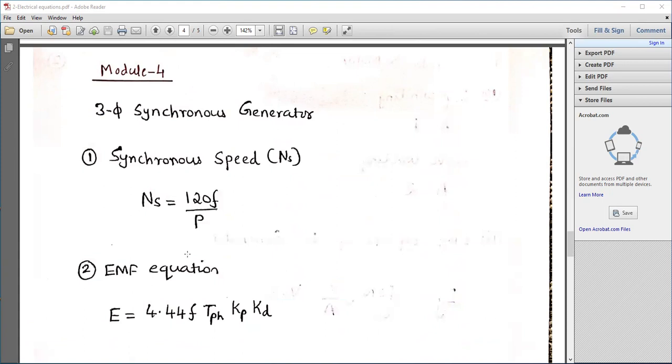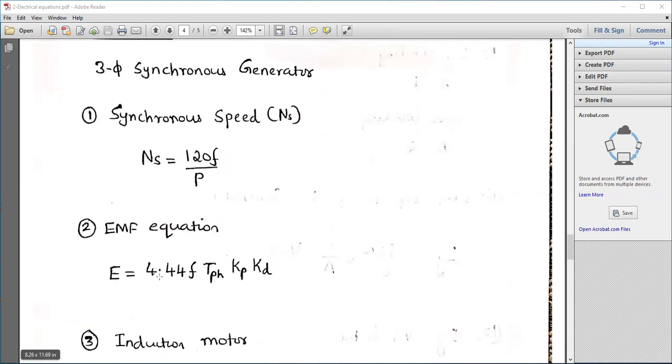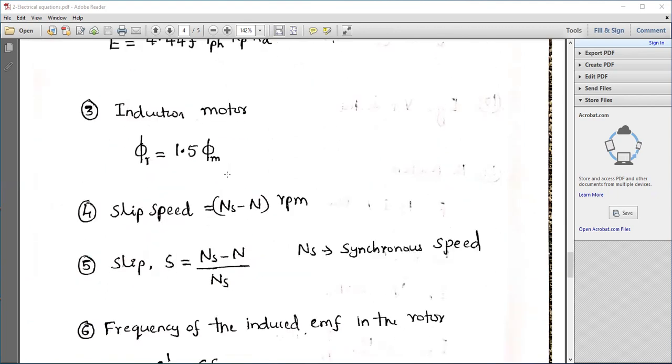In the module on synchronous generator, you have to write one important equation, the synchronous speed, Ns equal to 120 f by P. The EMF equation can be written as 4.44 f into Tph, Kp into Kd. Okay, so there is a relationship between T phase and the number of conductors, that also you have to remember.